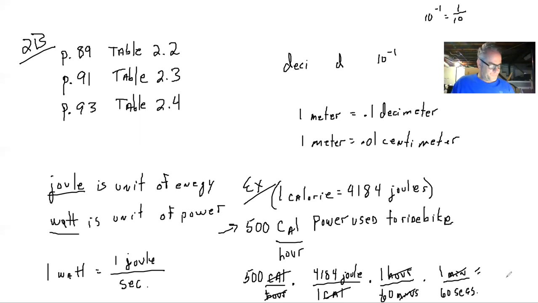And that comes out to 581 joules per second, which means that's 581 watts, because joule over second is watt. So yeah, it's enough to power almost 6 light bulbs. If you're pedaling, you generate enough power to almost light 6 light bulbs.